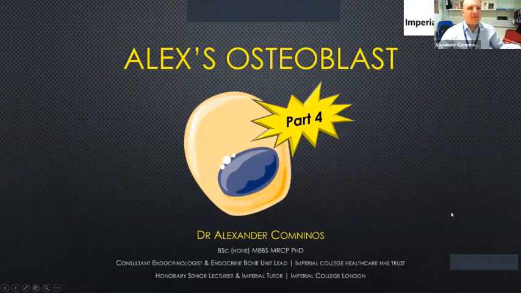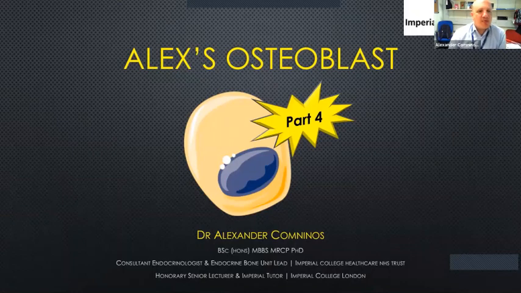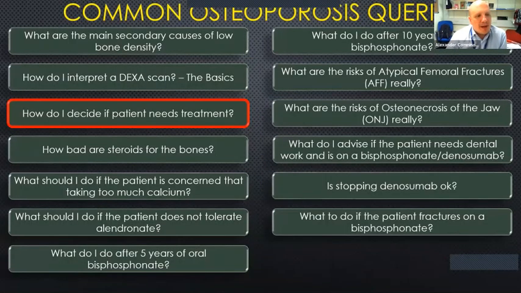Okay, perfect. We're on to part 4 now of our calcium and endocrine bone teaching sessions. We've done one on renal bone disease, the first one, then we did one on DEXA scanning and assessing the osteoporotic patient. So today we're going to talk about how to decide if a patient needs treatment.